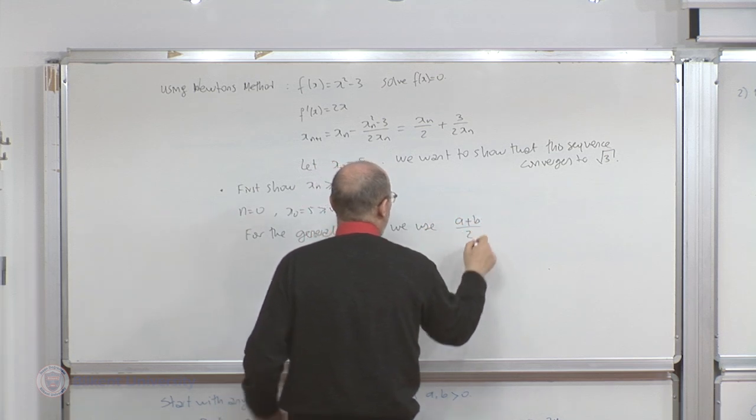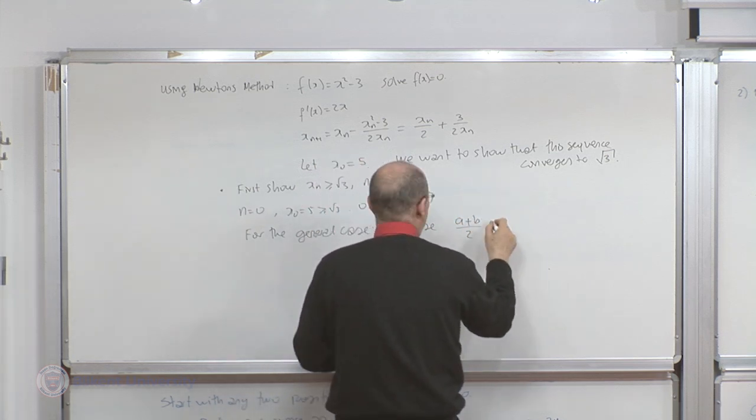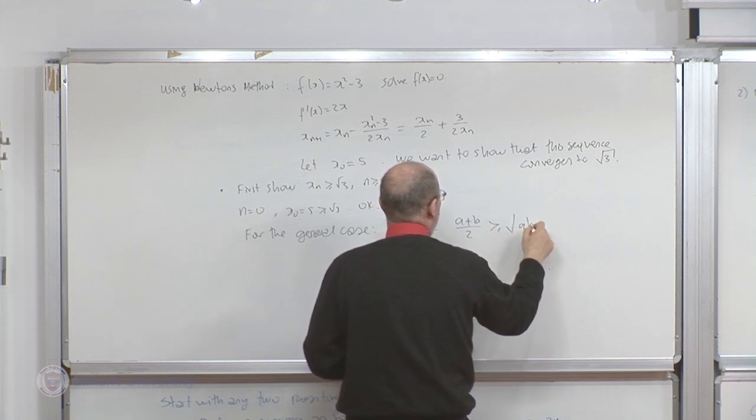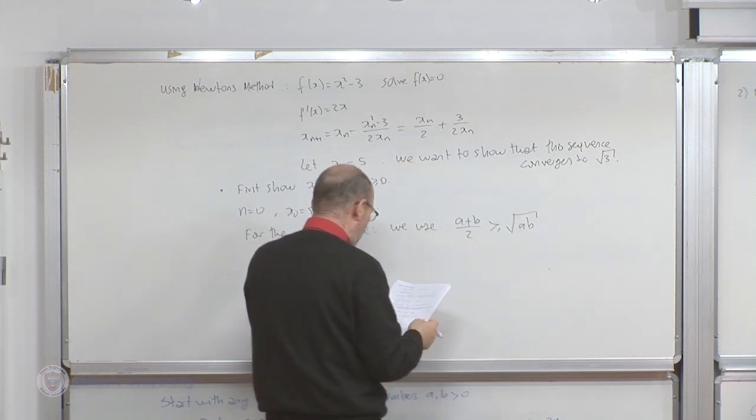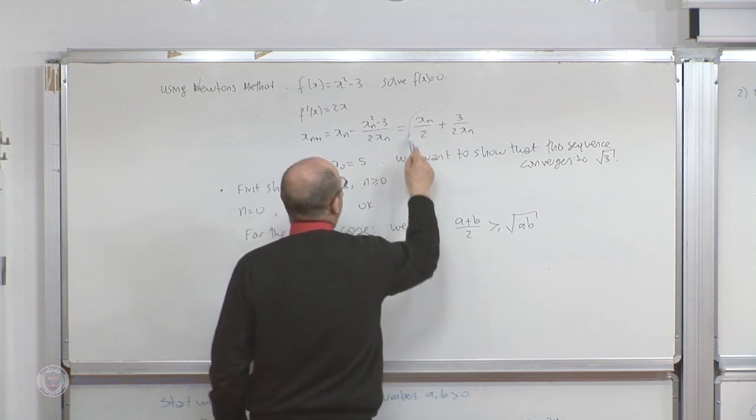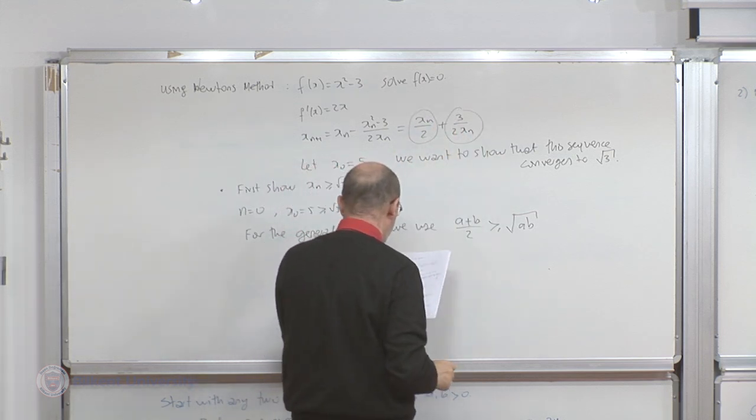If you have two positive numbers, their arithmetic mean is always larger than their geometric mean. Okay, so we put this here. You see that I have two terms. This is my A, this is my B.